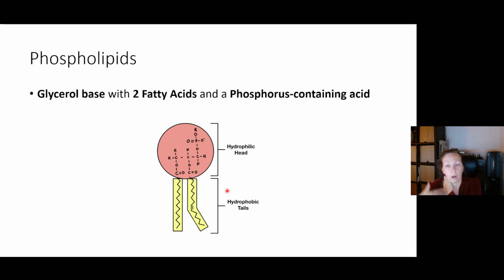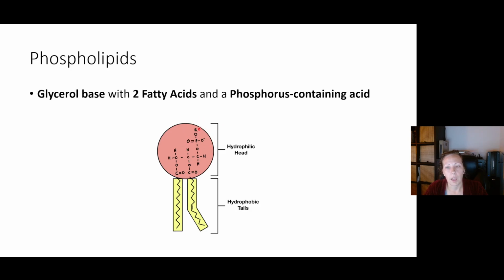Normally, most of our lipids are hydrophobic, they're water-hating. So the phospholipids, they have a glycerol base here. So this is the glycerol that I am kind of circling with my laser pointer here, with 2 fatty acids. So on those 3 carbons of the glycerol, 2 of them have fatty acids, just like a diglyceride. Okay, but the 3rd carbon on the glycerol is bonded to a phosphorus containing acid.